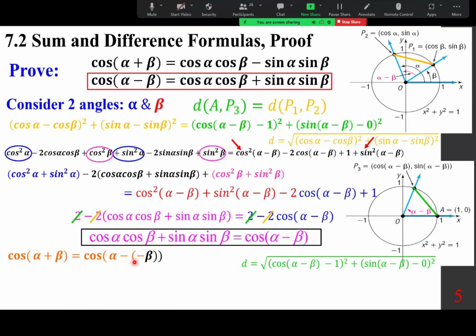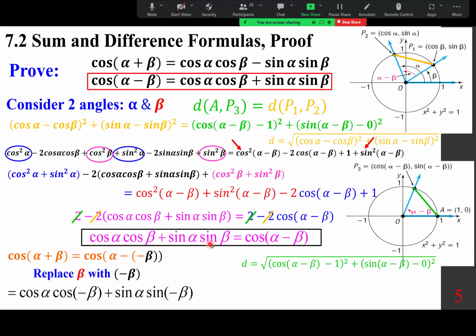So cosine of alpha minus, let's say it's gamma. So anywhere you see beta, change it to gamma or minus beta. So replace the beta with minus beta in here. So we're going to write cosine alpha, cosine of minus beta, plus sine alpha, sine of minus beta. As you know, cosine is an even function. So cosine of minus beta and cosine of beta are the same. However, sine is an odd function. Sine of minus beta is minus sine beta.